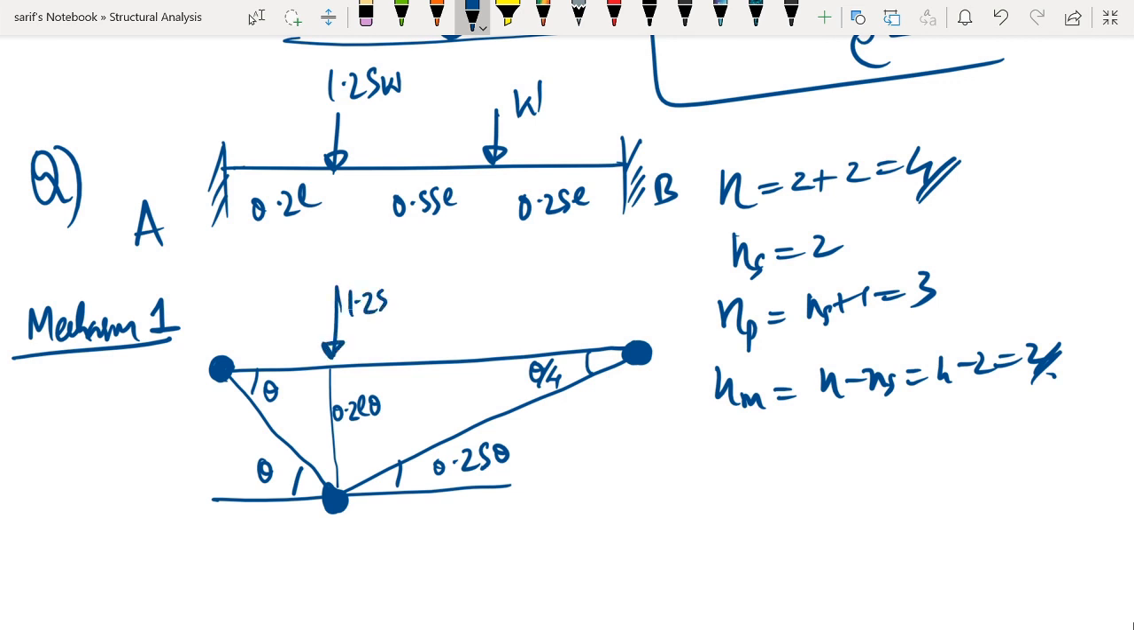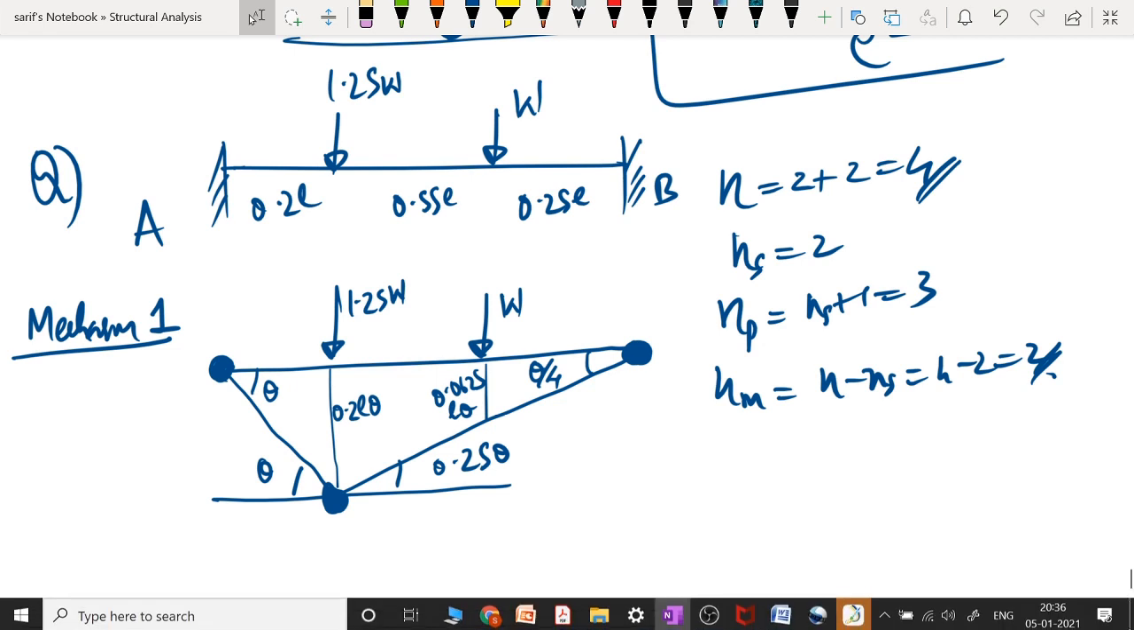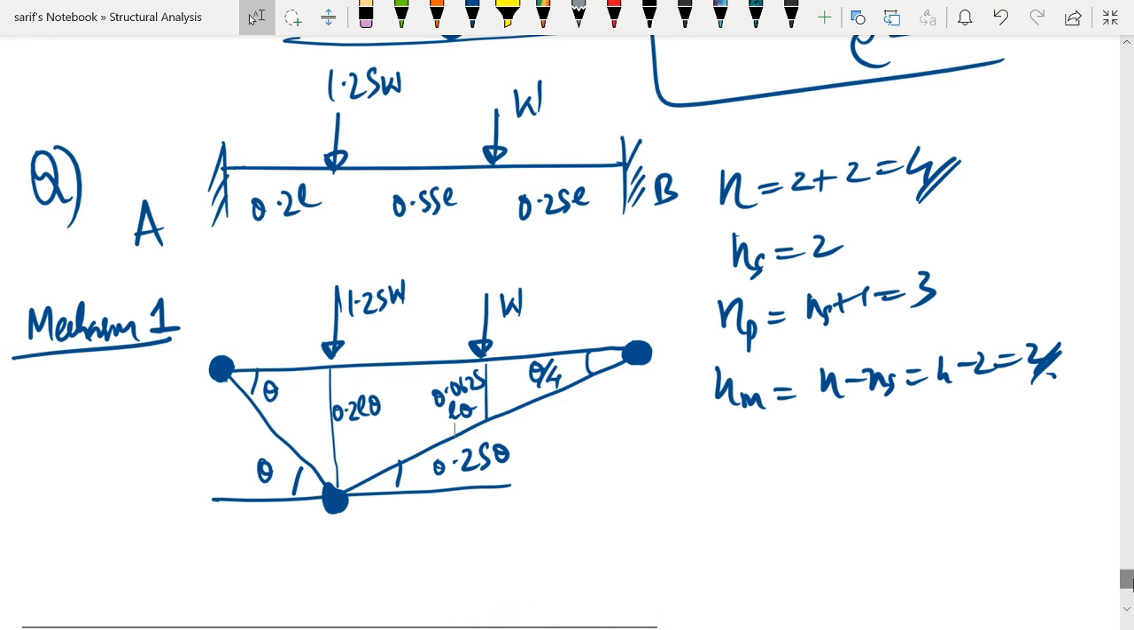Here the load is 1.25 W. We also need to find out the deflection below this particular load. So this distance is 0.25 L and this angle is 0.25 theta. So 0.25 into 0.25 is going to be 0.0625 L theta. So now we have got all the dimensions and the geometry of mechanism number 1 completed.